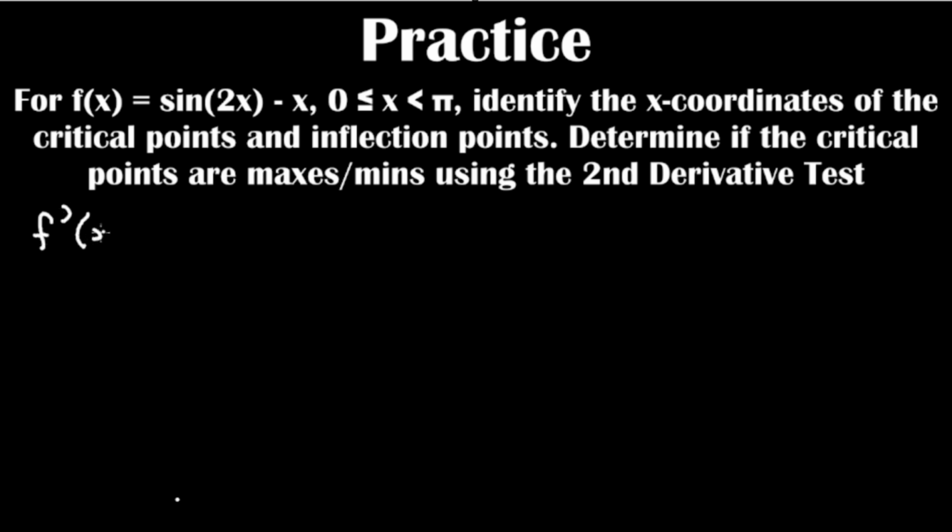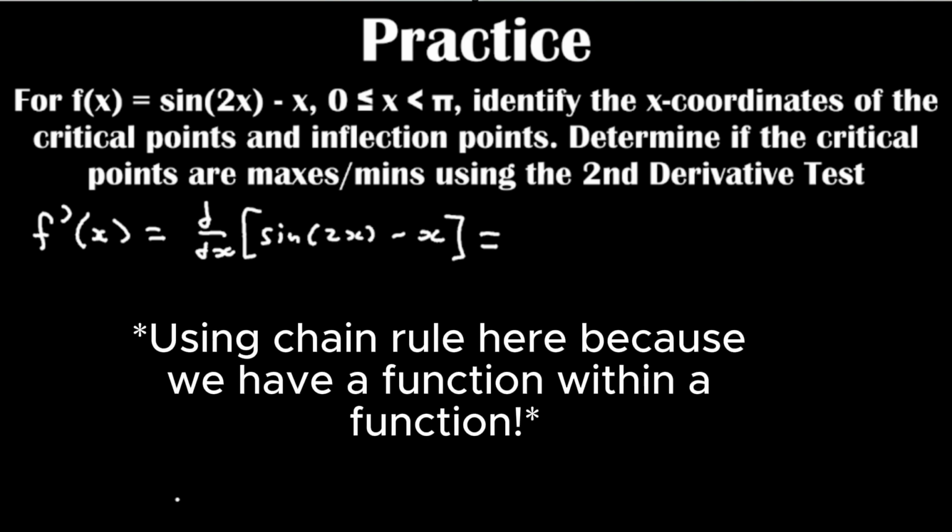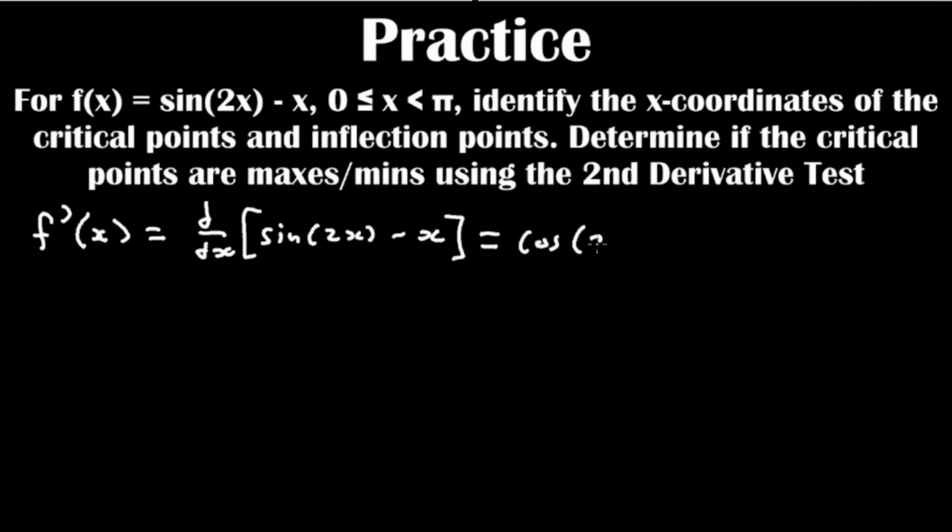Our first derivative, f prime of x, is going to be the derivative of sine of 2x minus x. So the derivative of sine of 2x, we're going to need our chain rule. Our outside function is sine, our inside function is 2x. So the derivative of the outside evaluated at the inside, that's cosine of 2x, and then the derivative of the inside is just 2, so times 2. And then the derivative of minus x is just minus 1.